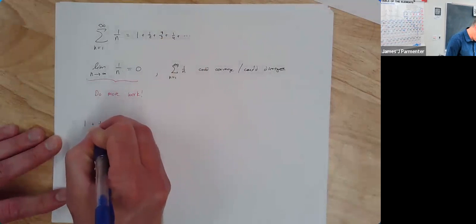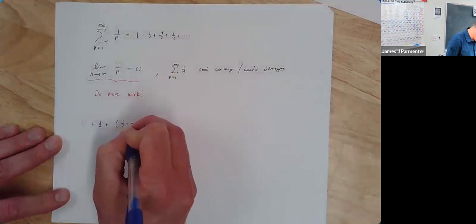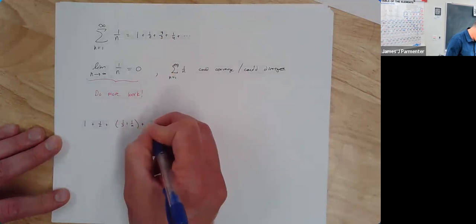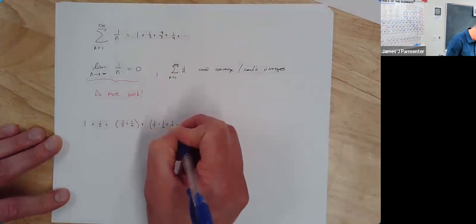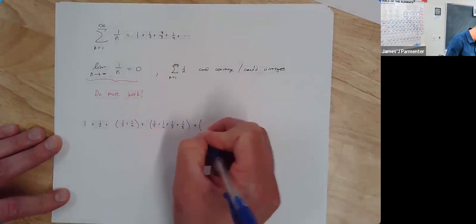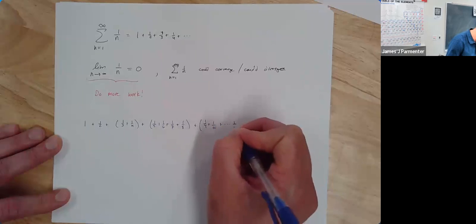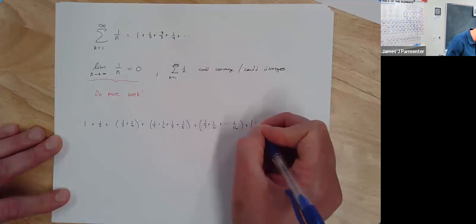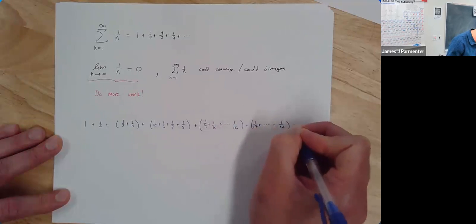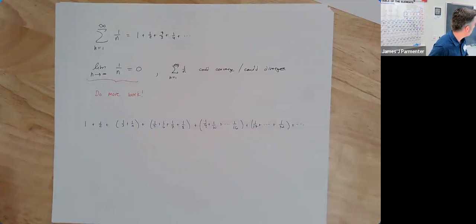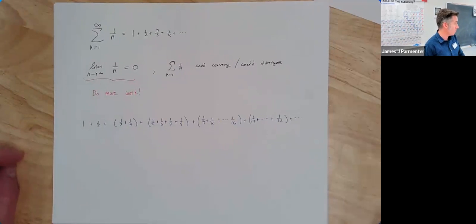1 plus a half, plus, I'm going to group these next two pieces together, a third plus a fourth, plus a fifth, plus a sixth, plus a seventh, plus an eighth, plus a ninth, plus a 10th, all the way to a 16th, plus a 17th, all the way to a 32nd, and so on. So basically what we're doing here is grouping every next power of 2.